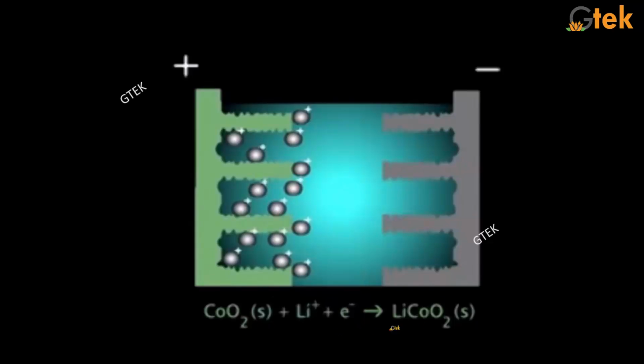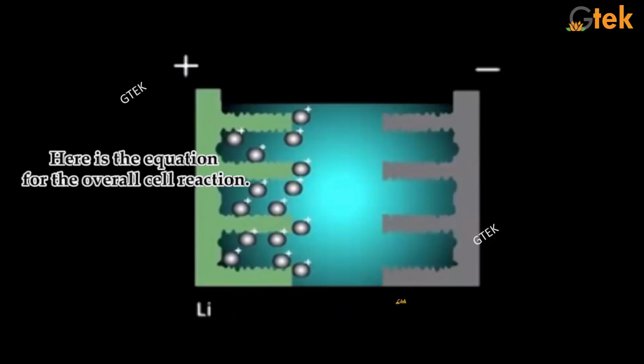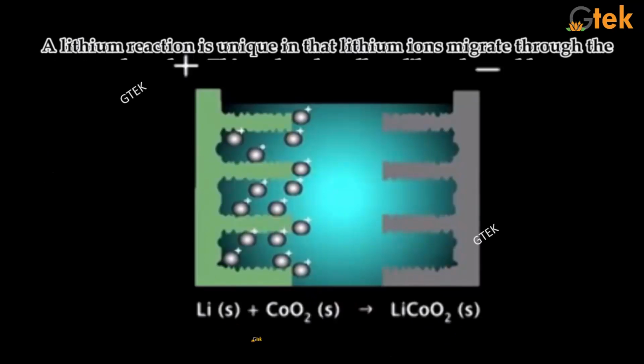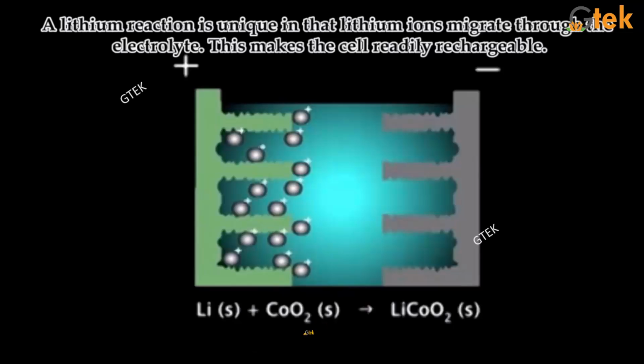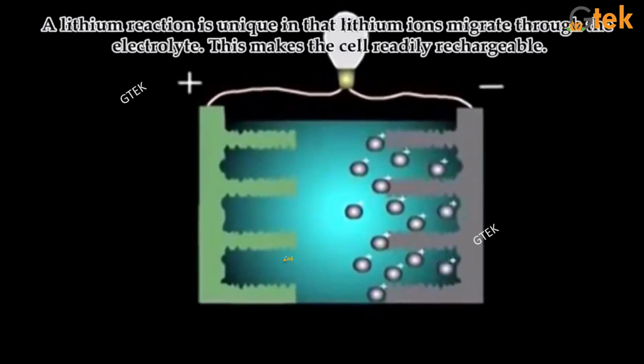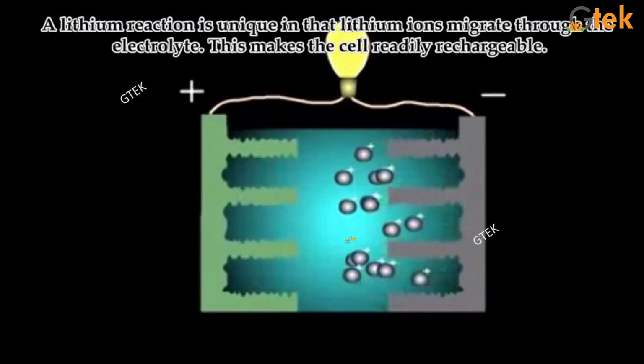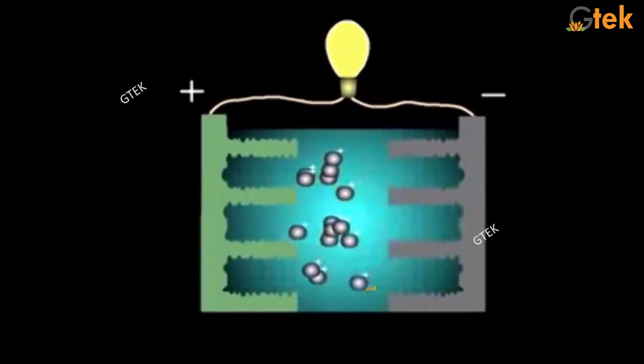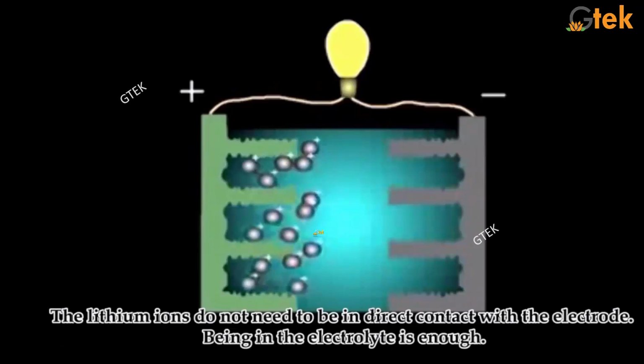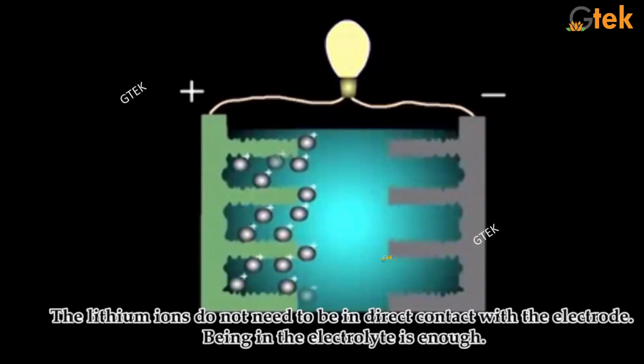Here is the equation for the overall cell reaction. The lithium-ion cell is unique in that lithium ions migrate through the electrolyte. So this makes the cell readily rechargeable. The lithium ions do not need to be in direct contact with the electrode. Being in the electrolyte is enough for this one.